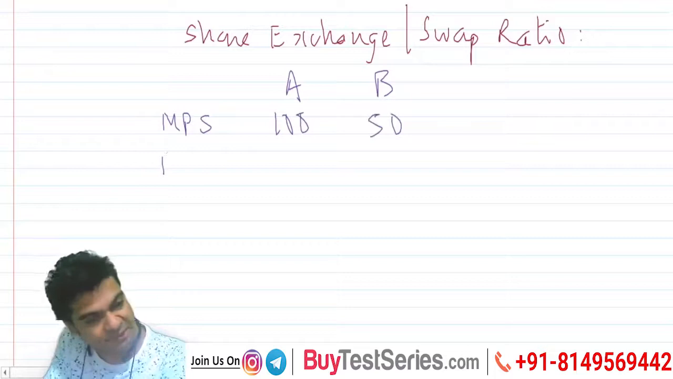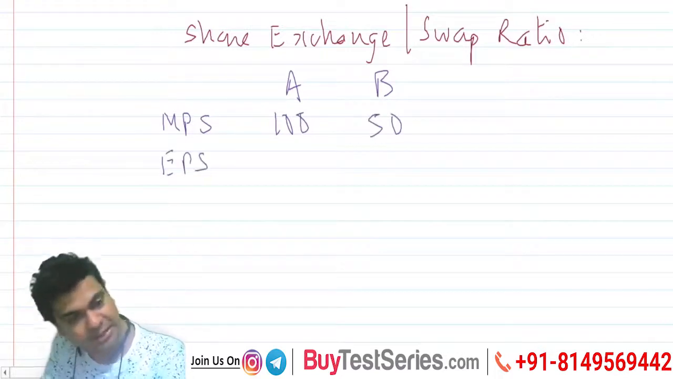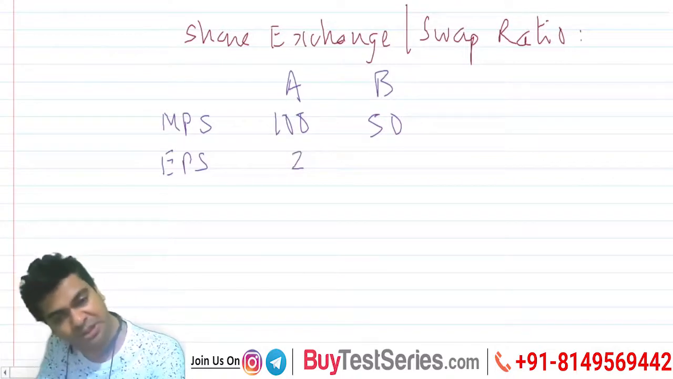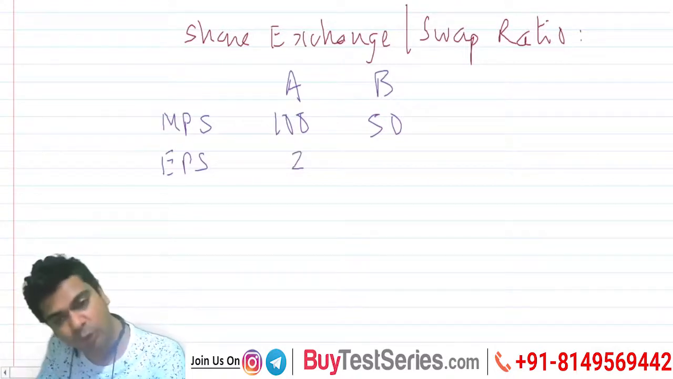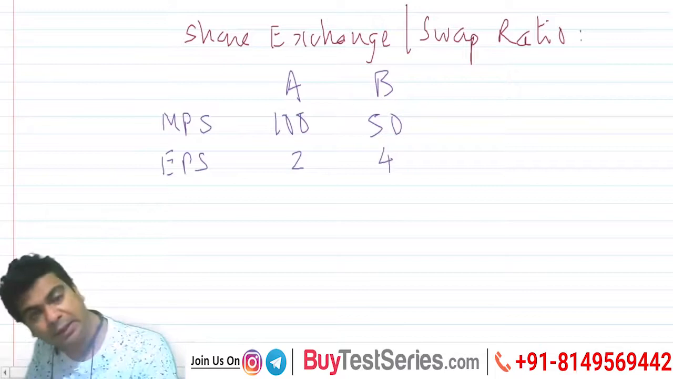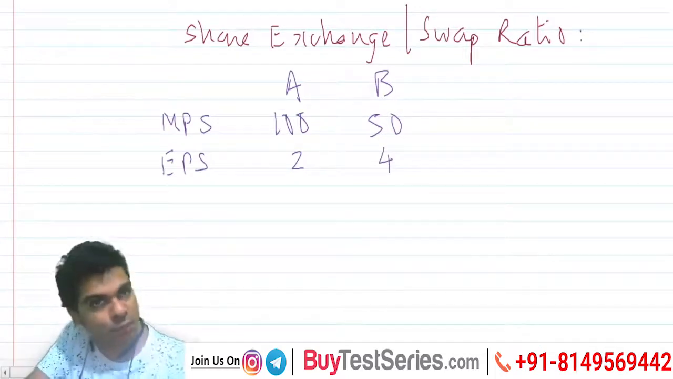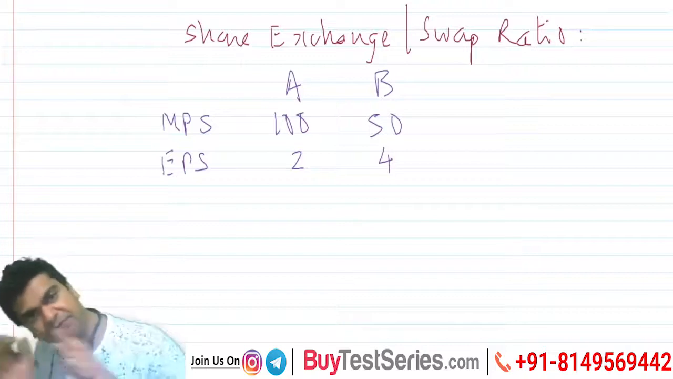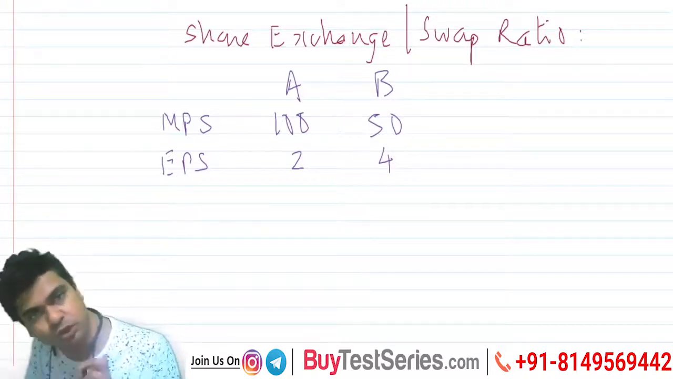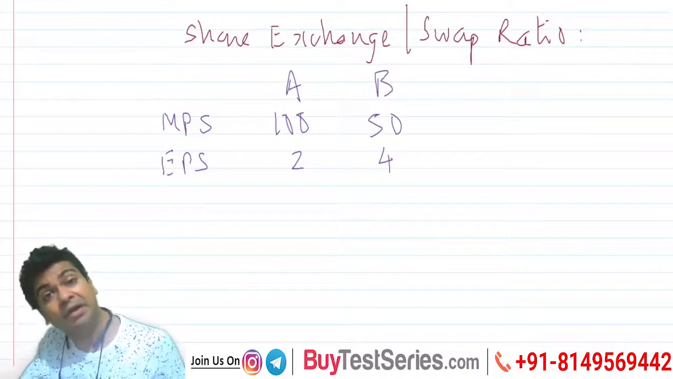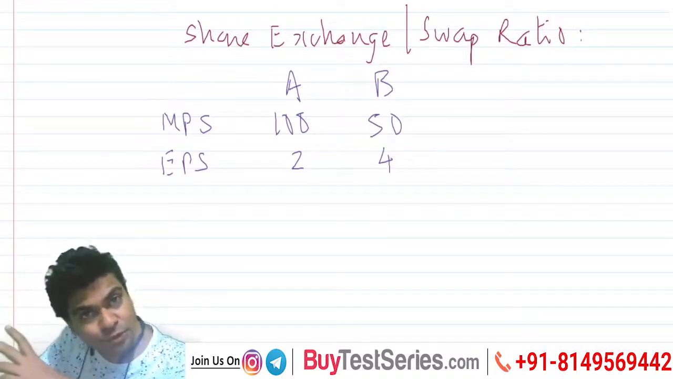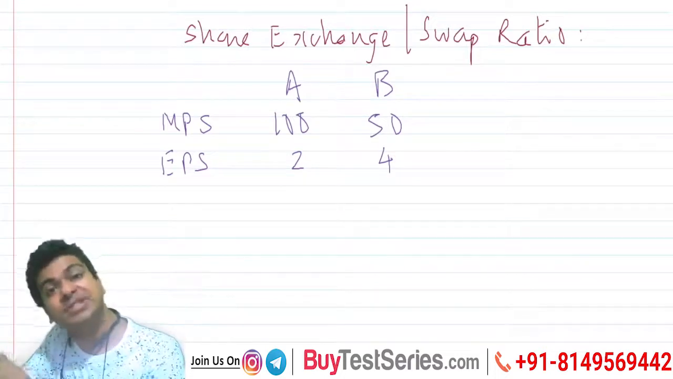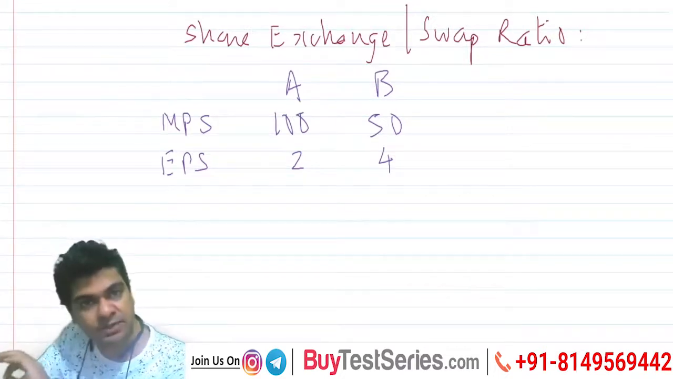The base can even be the earnings per share. Let us say the earnings per share over here is 2 and the earnings per share over here is turning out to be 4. The base can even be the P/E ratio. The base can even be the book value per share. There are a lot of different bases that can be used. You may wonder in real life what base is used. To be very honest, in real life, there is no such thing as a definite base.